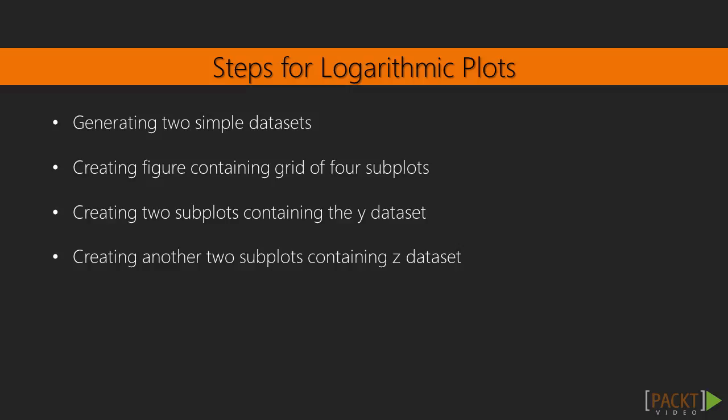We will exemplify this with an example code that shows the same 2 datasets, one linear and one logarithmic in nature, on 2 different plots in the same figure, using the different scales, that is linear and logarithmic. We'll be performing these steps with the help of our code. We'll first generate 2 simple datasets, y logarithmic in nature and z linear in nature. We then create figures containing a grid of 4 subplots. Next, we create 2 subplots containing the y dataset, one in logarithmic scale and one in linear scale. Create another 2 subplots containing the z dataset, again one logarithmic and the other linear.